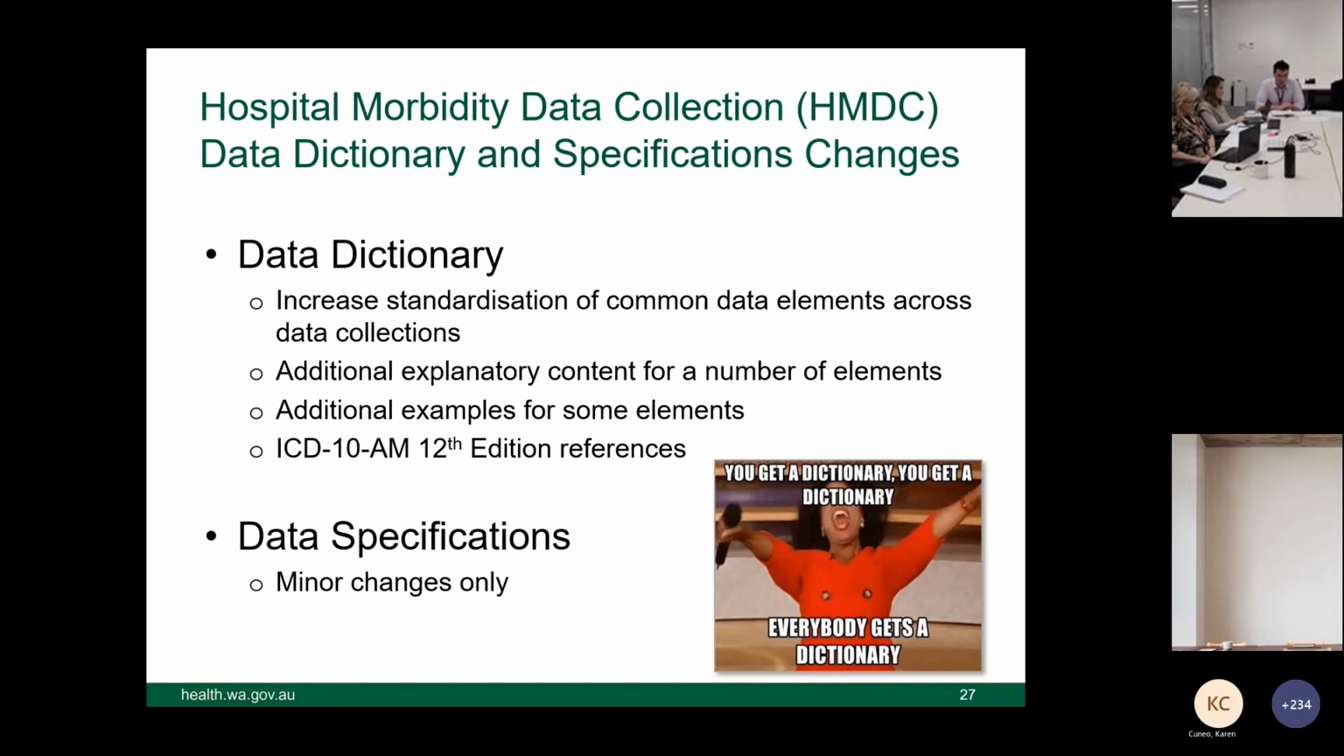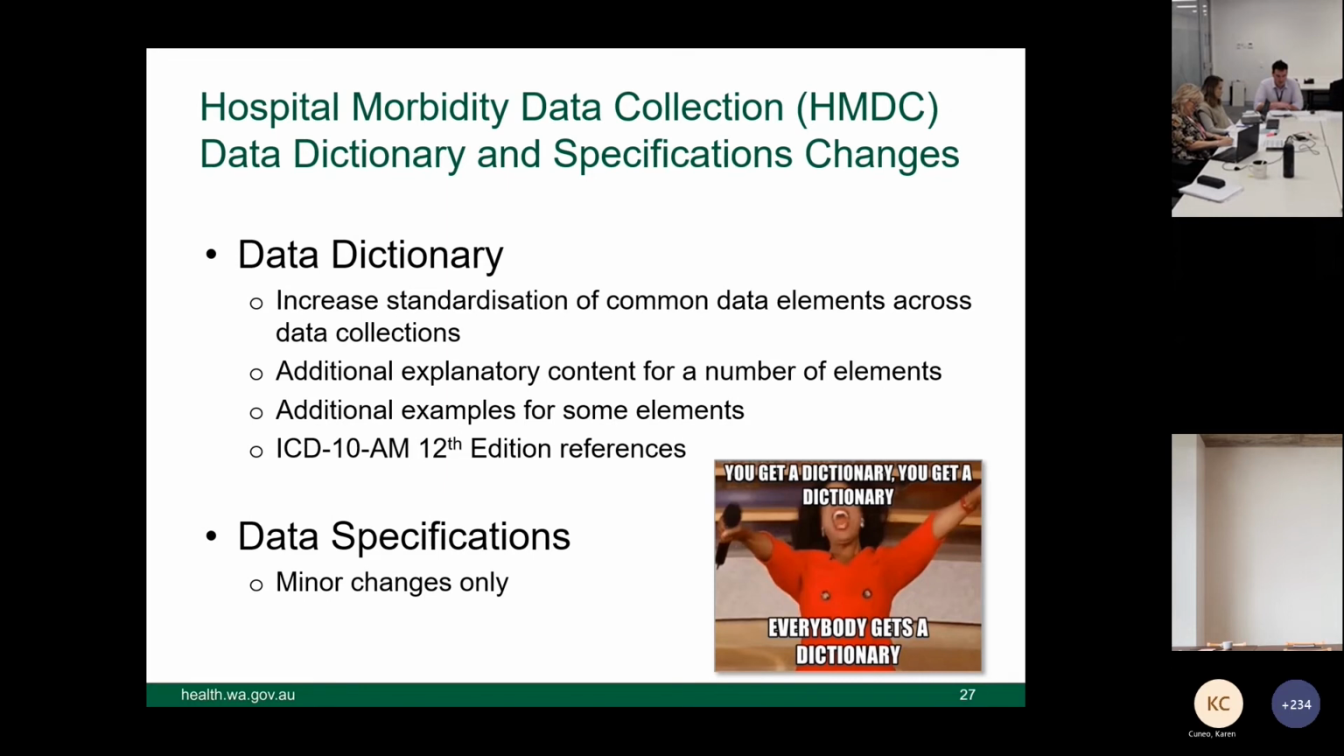Elsewhere, we provided some more meaningful examples and clearer definitions for a few fields. We also standardized the guide for use for a number of elements so that they match other data collections. So the elements that we standardized are Aboriginal status, Australian state or country of birth, date of birth, establishment code, language for interpreter, and sex. We also updated any references to ICD-10 AM 11th edition to ICD-10 AM 12th edition, and the coding team will talk more about ICD coding later in today's presentation.